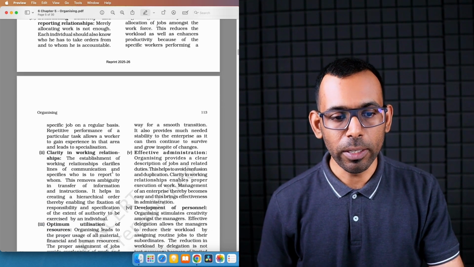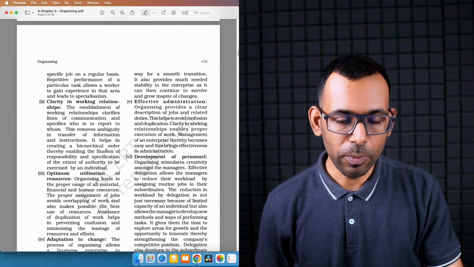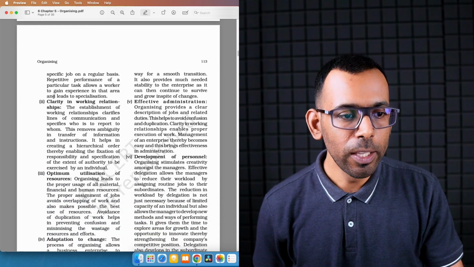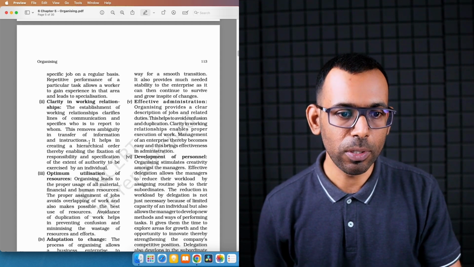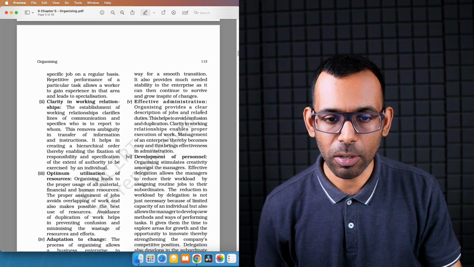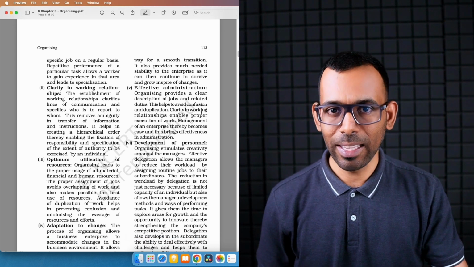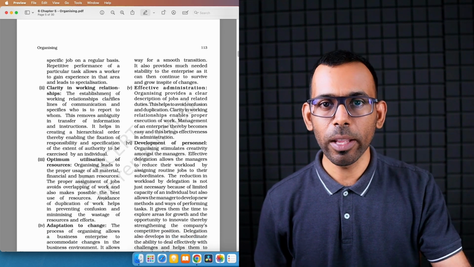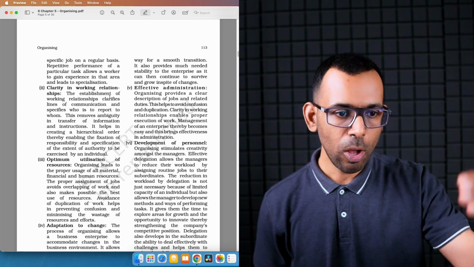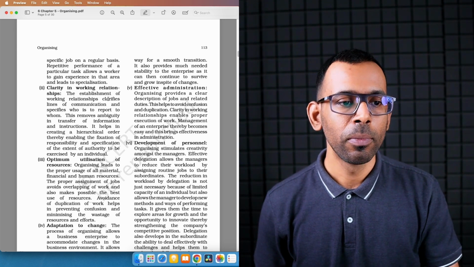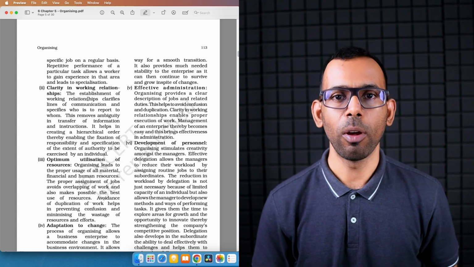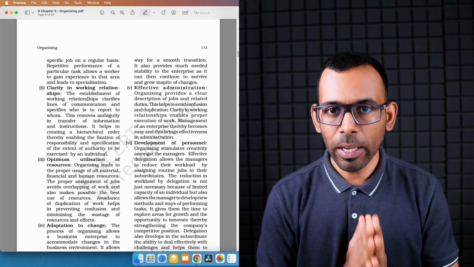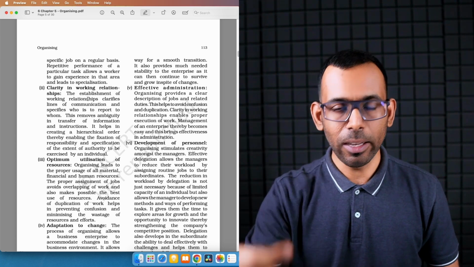The second point is clarity in working relationships. I need to say that this point of clarity in working relationship, optimum utilization of resources, and the fifth point, effective administration, all convey the same message only. Let us see them together and just understand the essence of all these 3 points together. Now, if I do this organizing function properly, I will create a lot of roles, as I just said.